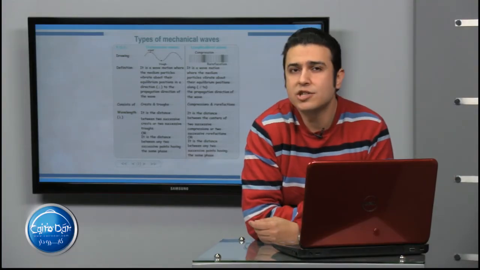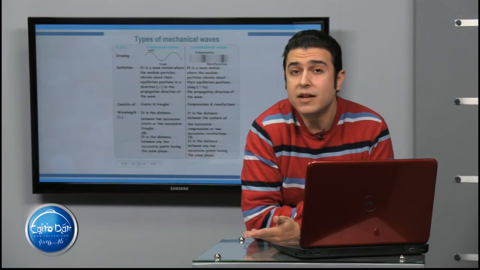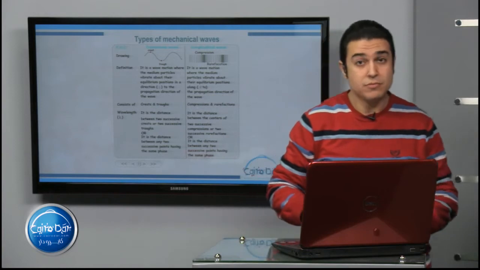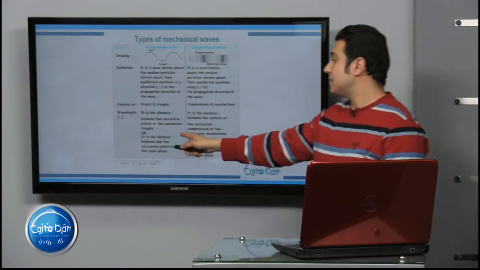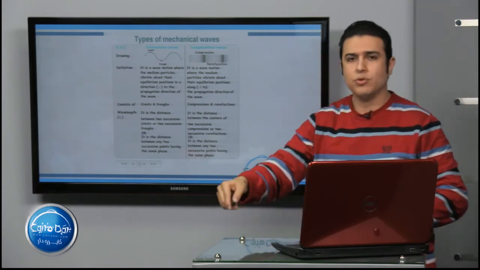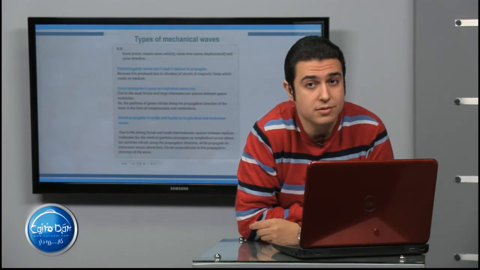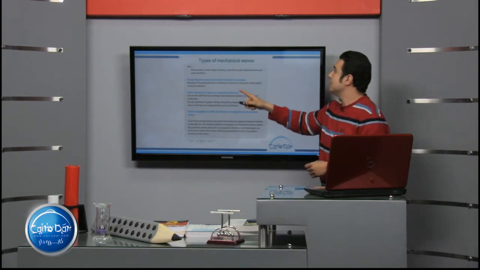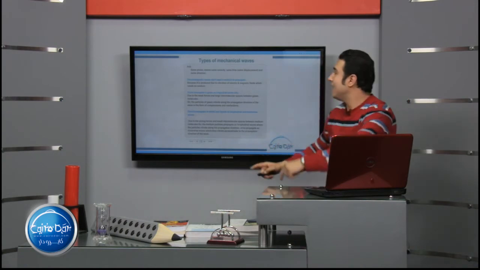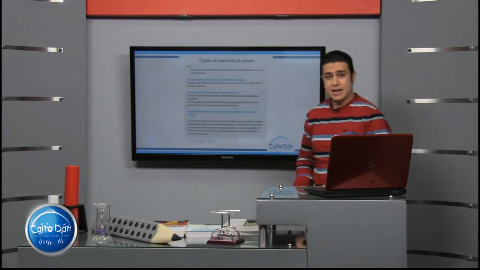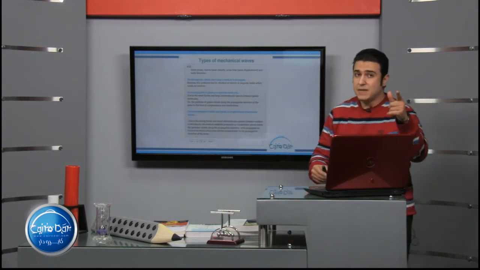Also, we have a general definition for the wavelength. The wavelength is the distance between any two successive points having the same phase. And as I told before, what does same phase mean? It means they have the same velocity, the same time, the same displacement, and the same direction. That's for the types of mechanical waves.